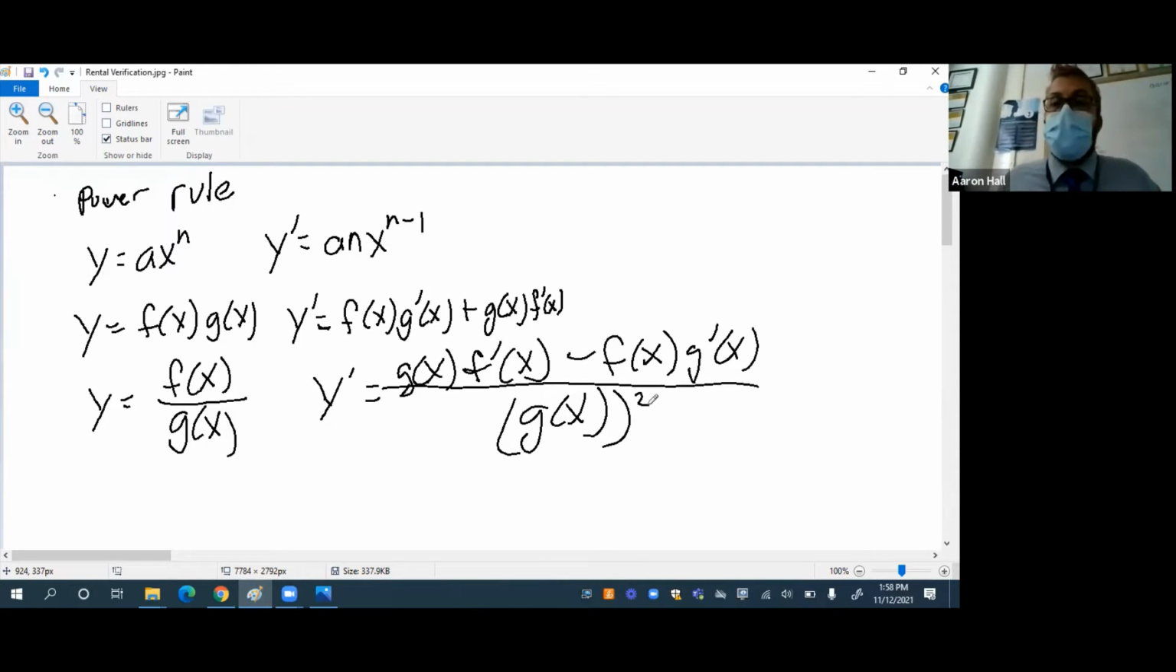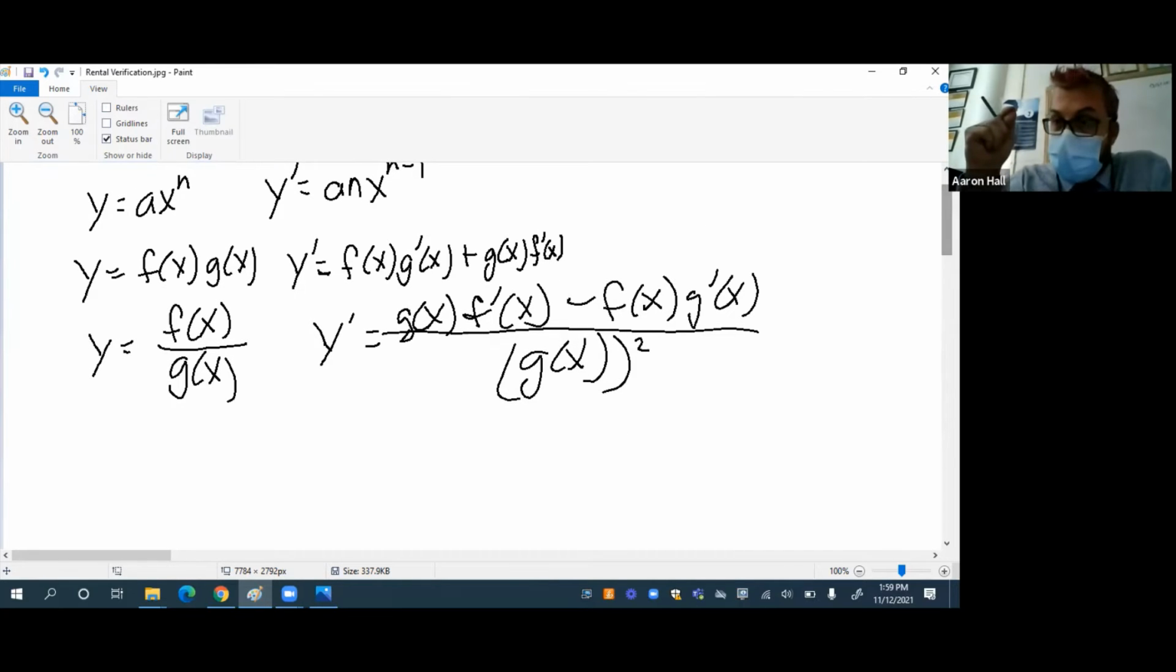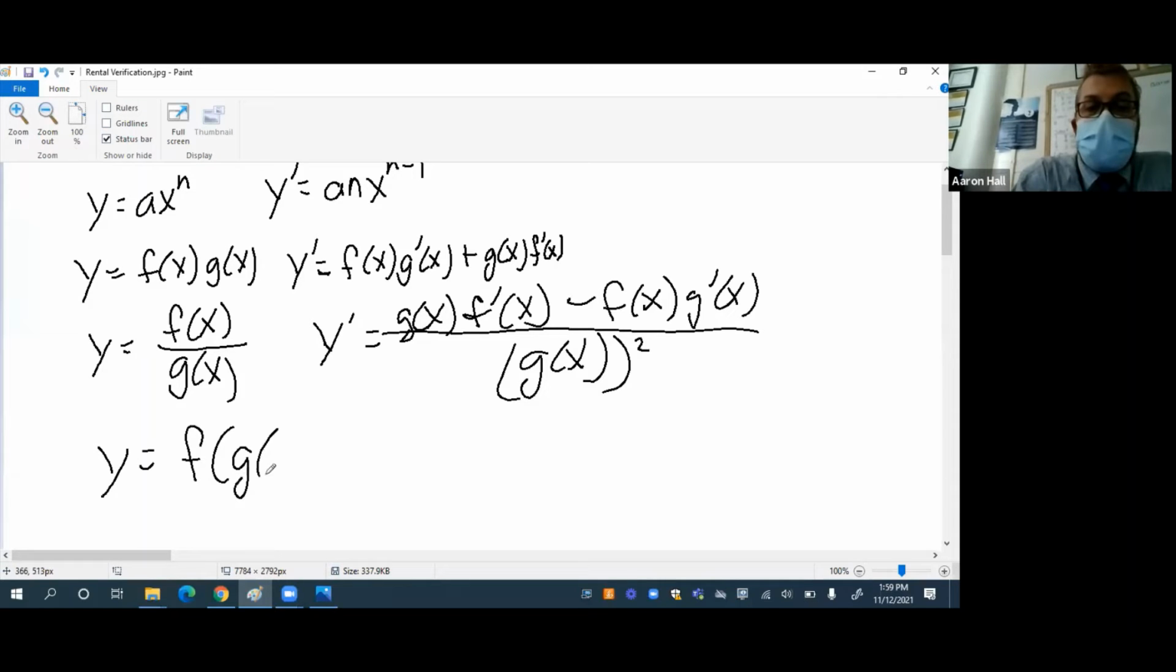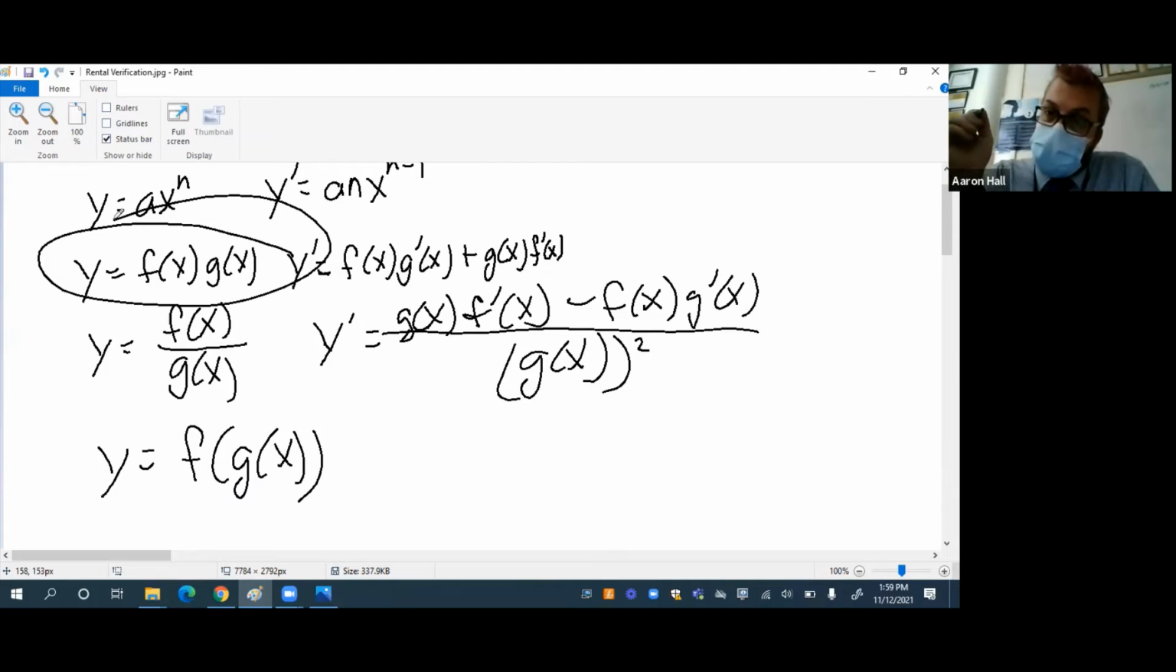That's the derivative. Today, the main idea is the chain rule. The chain rule is what we do when we have a function that's inside of another function. So we have something like this: y equals f of g of x. This is not the same thing as the product rule. This is a function that is nested inside of another function.